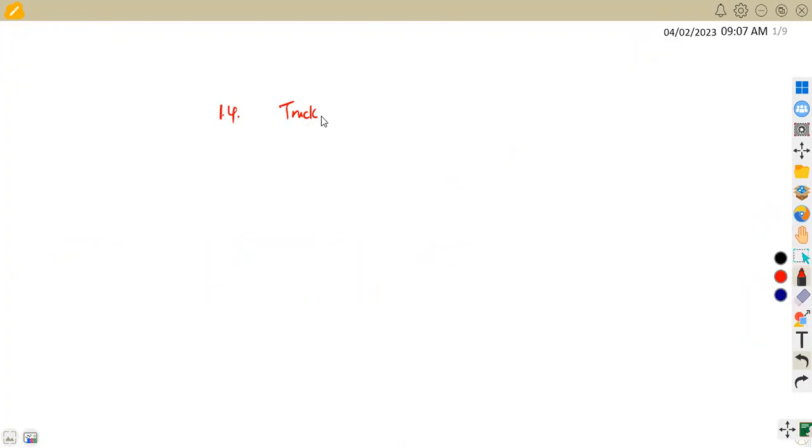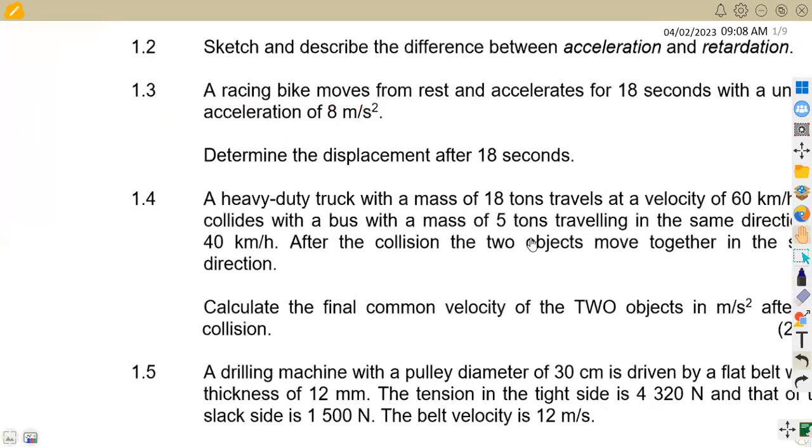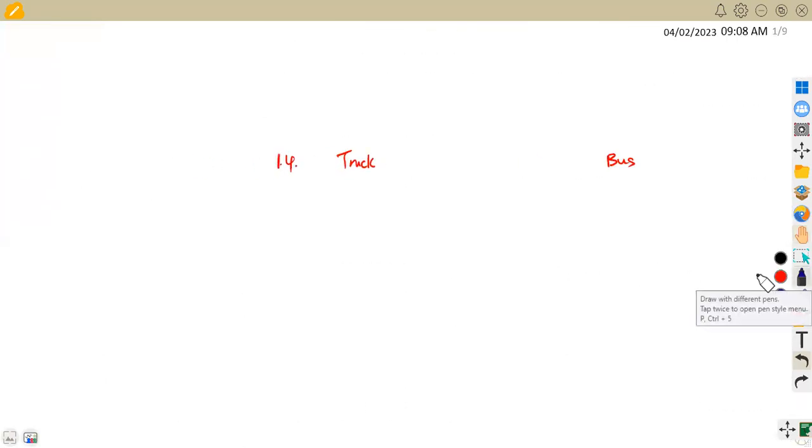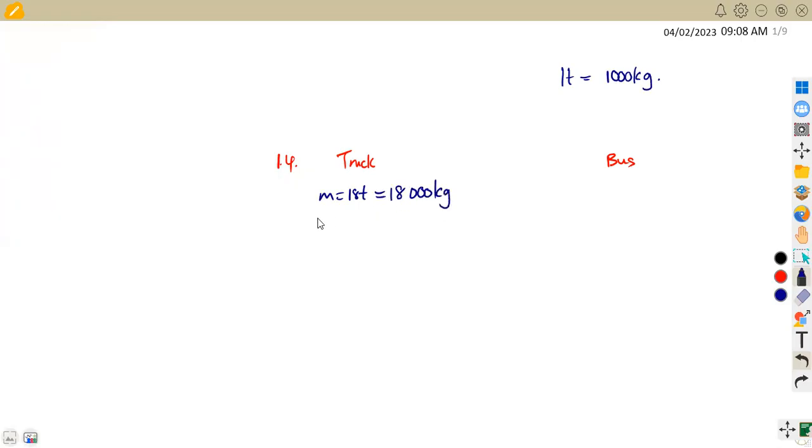So we have a truck with its own information, and a bus. For the truck, it has a mass of 18 tons and travels with a velocity of 60 kilometers per hour. The mass is 18 tons, and if we convert to kgs, remember that 1 ton is equivalent to 1,000 kilograms, so we multiply by 1,000. That's 18,000 kgs.